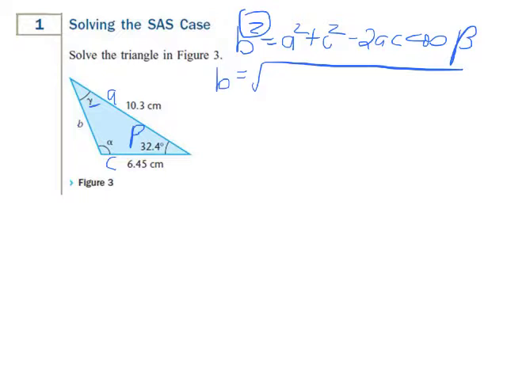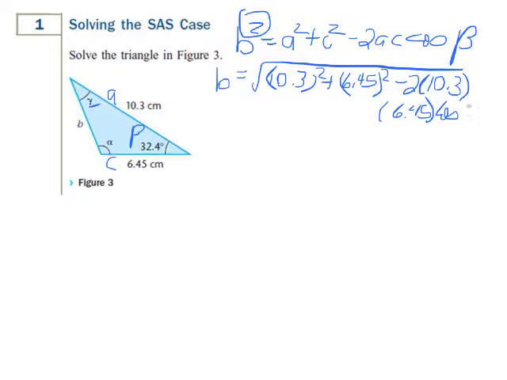Alright, so A squared is 10.3 squared plus C squared, which is 6.45 squared, minus 2 times 10.3 times C, which is 6.45, the cosine of 32.4. All you have to do is plug it into your calculator. Remember to make sure you're in degrees, and you'll find out that B is equal to 5.96 centimeters.